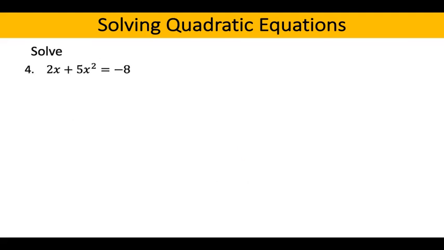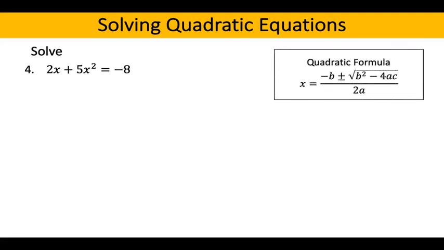Let's look at example number 4. Here we have 2x plus 5x squared minus 8. We first notice that our b value is not equal to 0. We do have a bx term. We then would determine if the equation is factorable. You could attempt factoring this equation, but many times it's easiest if you just solve for the discriminant and then you can determine if it's factorable. So let's go ahead and start by using the quadratic formula.